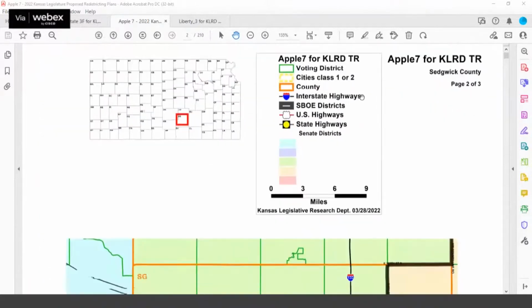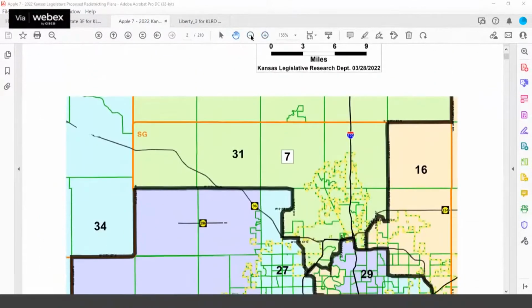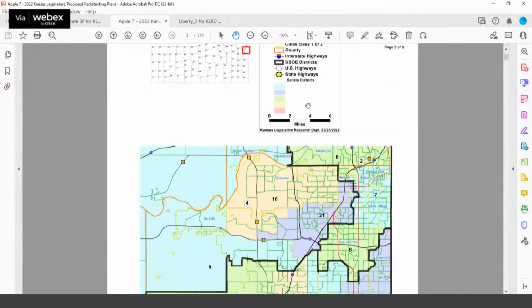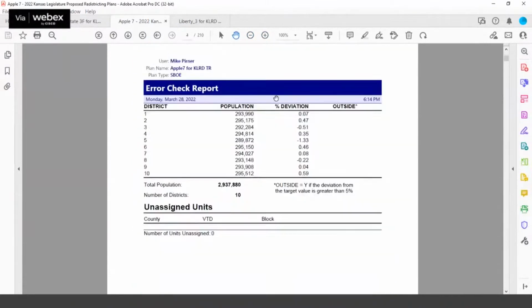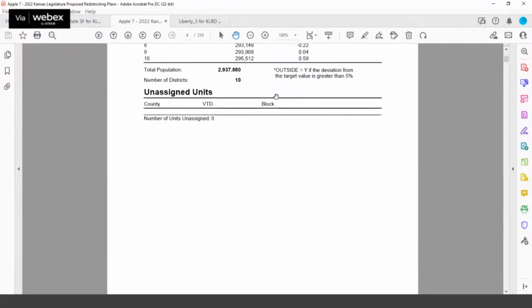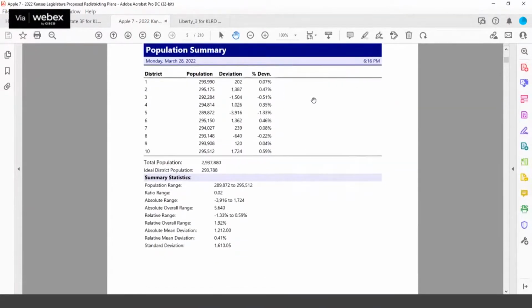We also have a more zoomed-in map of Sedgwick County in the packet, as well as Johnson County in the packet. And then the fifth page of the packet is the population summary. The ideal district population is 293,788, which is the state population divided by 10. This map has a deviation between negative 1.33% to positive 0.59%. And I'd be happy to discuss it further if there's any questions or anything else you need me to address.